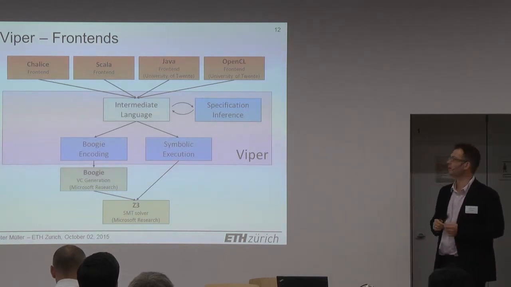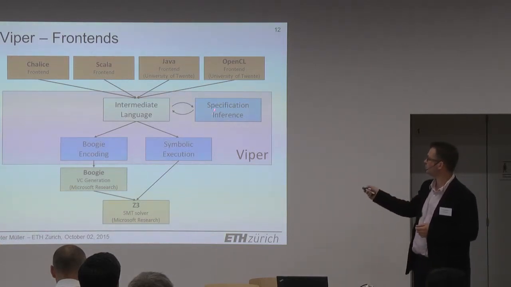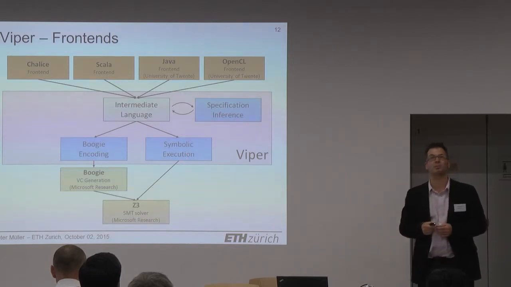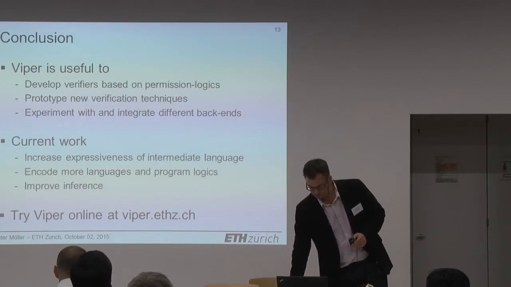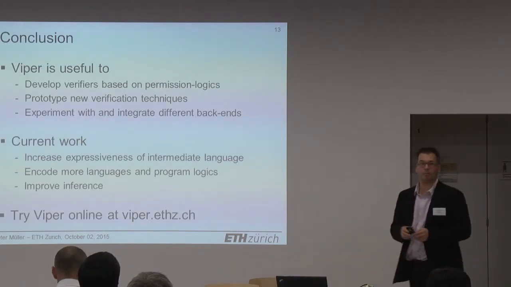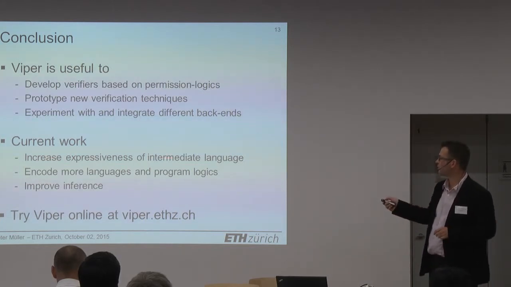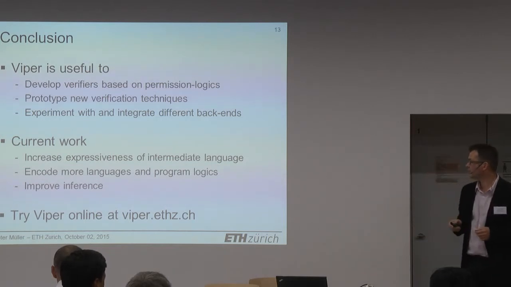So having this kind of flexibility is nice, and of course in the long run it would be very interesting to let these three tools, the abstract interpretation and the two backends, not just work side by side, but to actually integrate them much more closely. The current work basically focuses on three major directions. One is to increase the expressiveness of the intermediate language, to be able to encode more and more source languages.